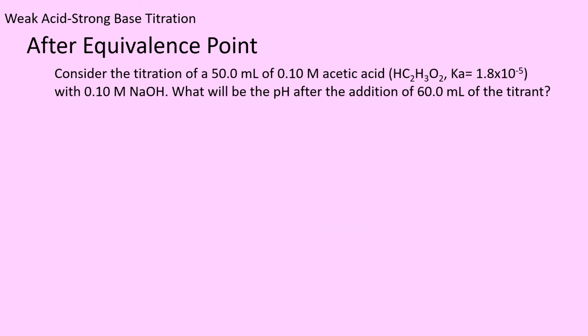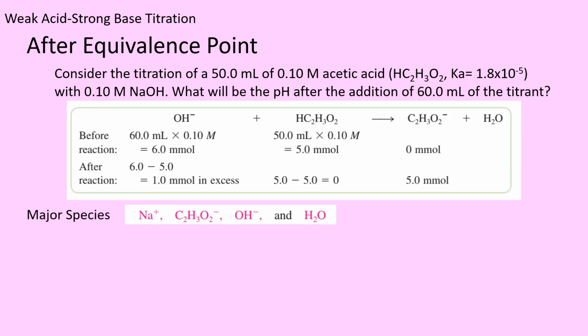So now let us calculate the pH after equivalence point. But first, bear in mind that at this point, excess hydroxide ions have already been added into our solution. So therefore, we will be doing stoichiometric calculations. And the major species in the solution are sodium ions, acetate ions, hydroxide ions, and water. And if you will also notice, there are two bases in the solution, which are hydroxide ions and acetate ions.